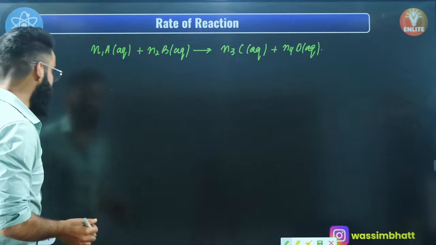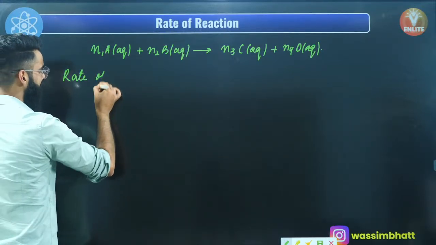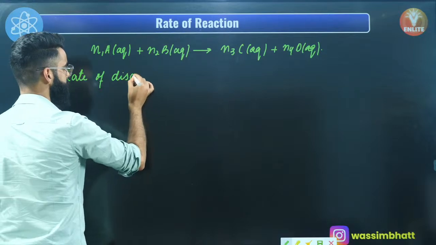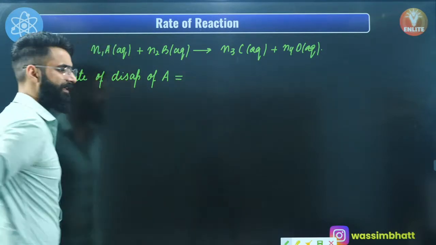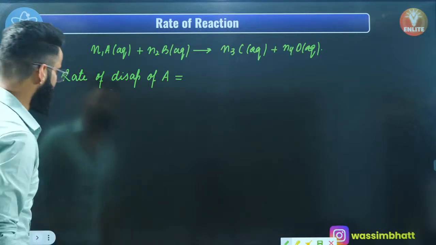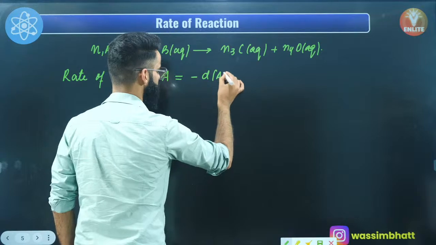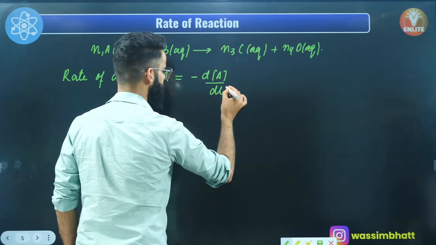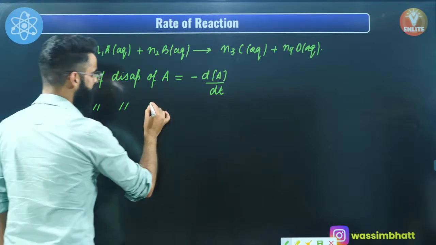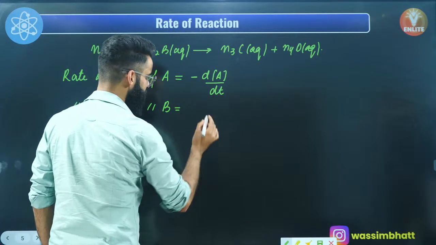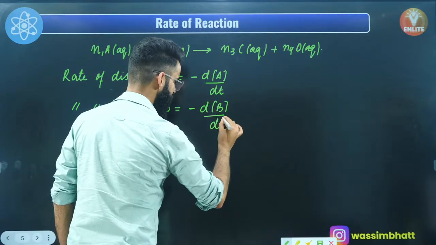Now I'll be writing a few terminologies. The first is the rate of disappearance. How do we write the rate of disappearance of A mathematically? We start with the minus sign, then write change in the concentration of A divided by dt. Similarly, the rate of disappearance of B starts with the minus sign: change in the concentration of B divided by dt.